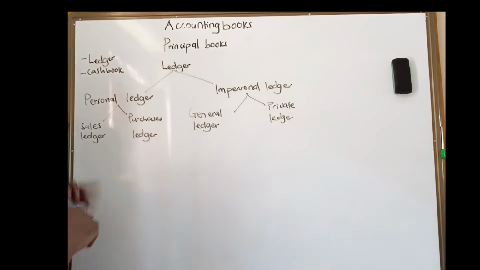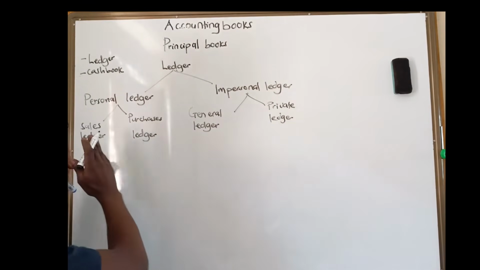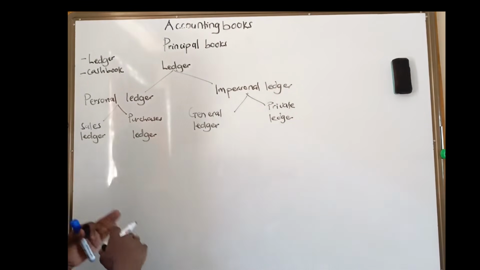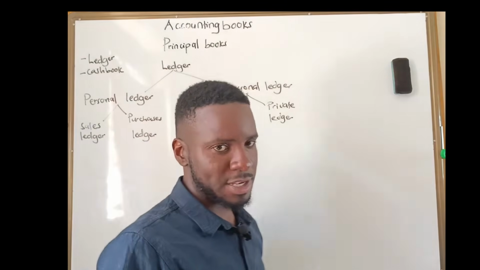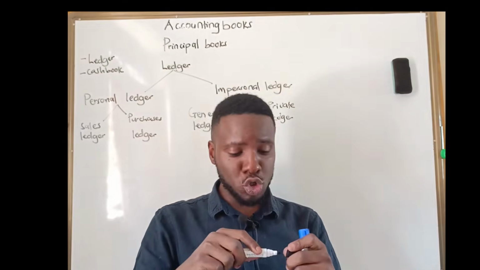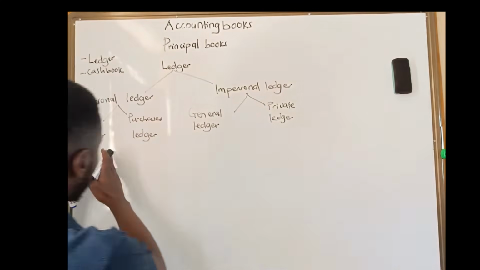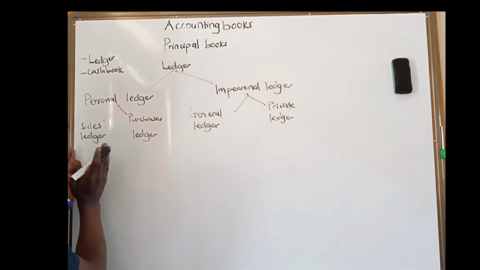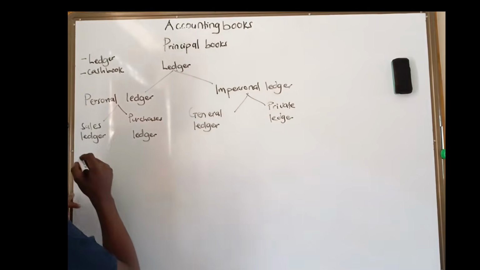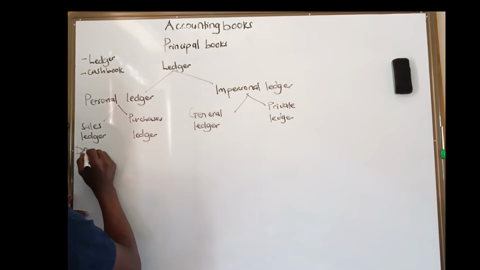Now, let me talk about the sales ledger. The sales ledger is a ledger that records debtors. Remember, we are selling goods on credit. Now, when we sell goods on credit, we shall record the names of those people under the sales ledger. So, sometimes it's called the debtors ledger.